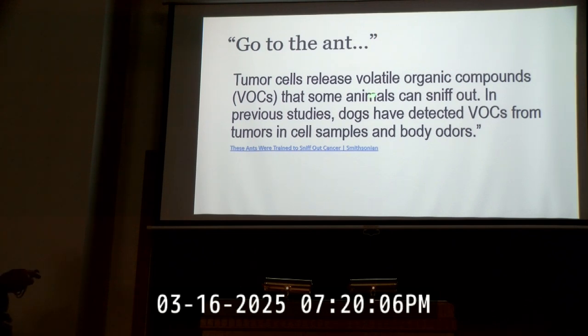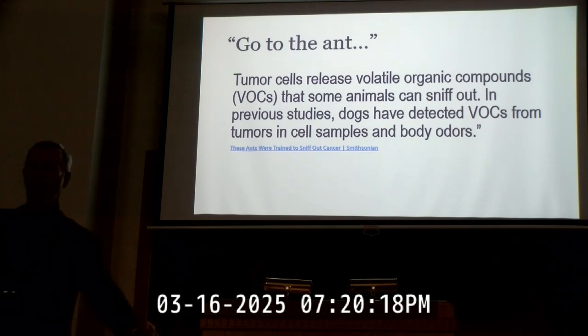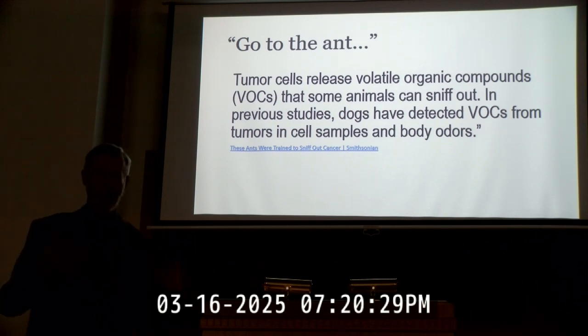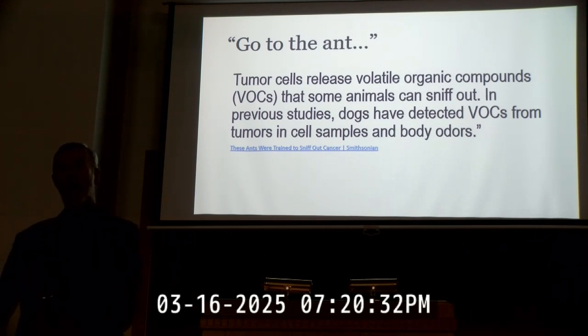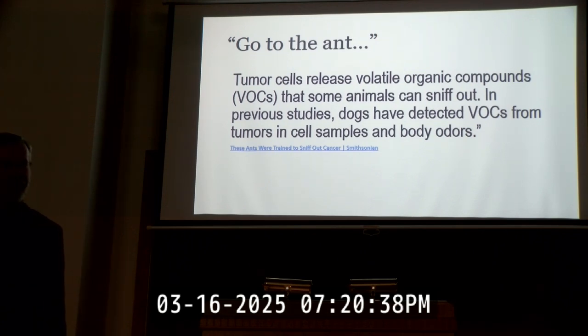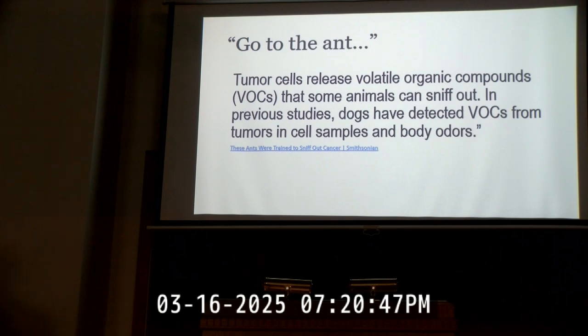The reason why is tumor cells, cancer, release volatile organic compounds, VOCs, that some animals can sniff out. There are trained dogs now that walk by a person, and if their body is releasing these VOCs, these volatile organic compounds, mainly in the urine, then the dog will identify it. It takes about 6 to 8 months to train a dog to do that. It takes about 3 sessions to train an ant to do it. And so in the near future, we may be going to an ant scanner.